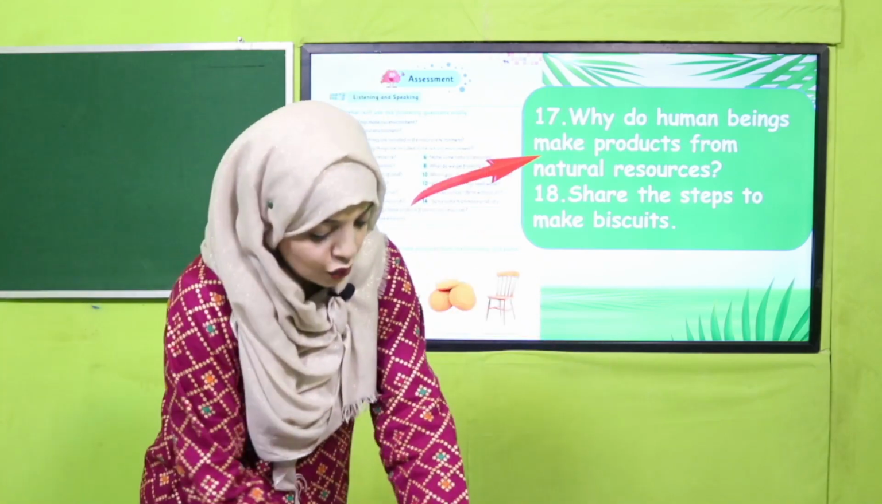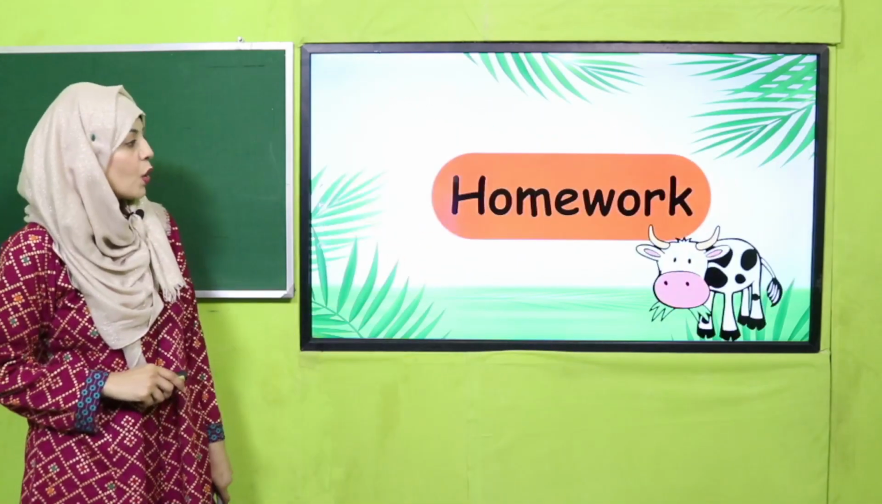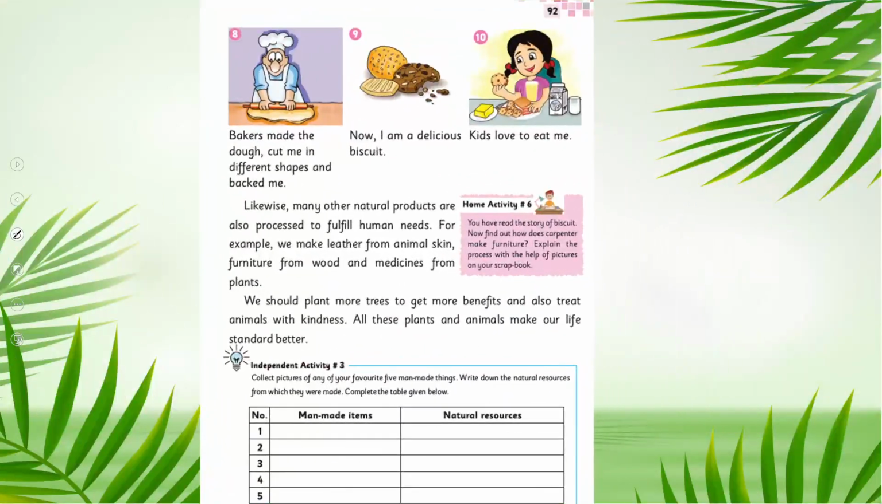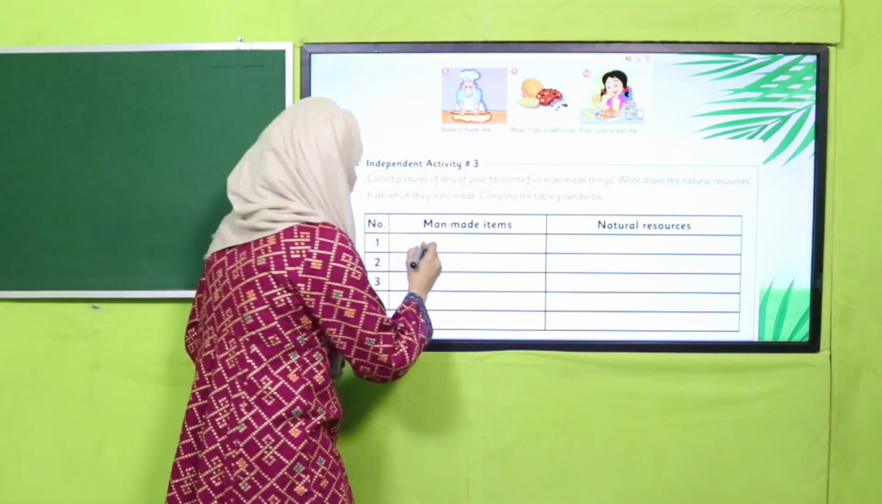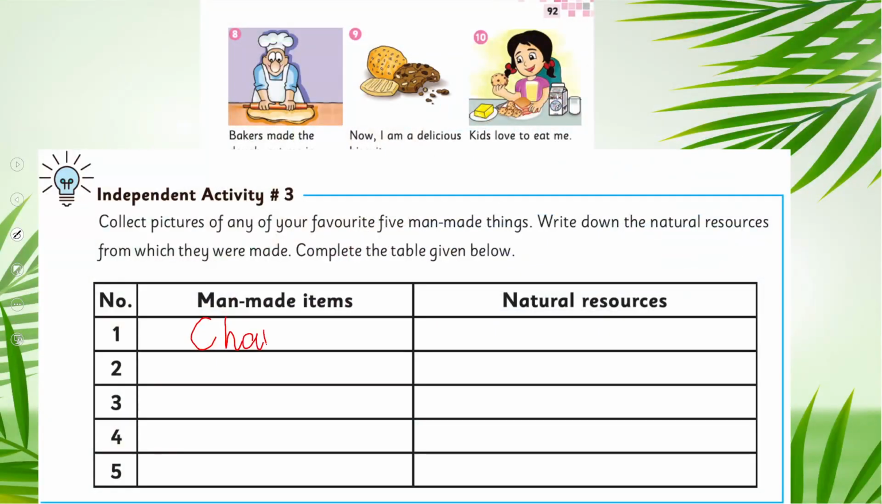Very nice. So from here we will move forward towards your homework for today. Your homework for today is independent activity number 3. Collect pictures of any 5 man-made things. Write down the natural resources from which they are made. Complete the table below. So you have to collect 5 things and also tell their natural resource. For example, let me write the first one for you, chair. So its natural resource is wood. So this is how you will do the rest of the activity.